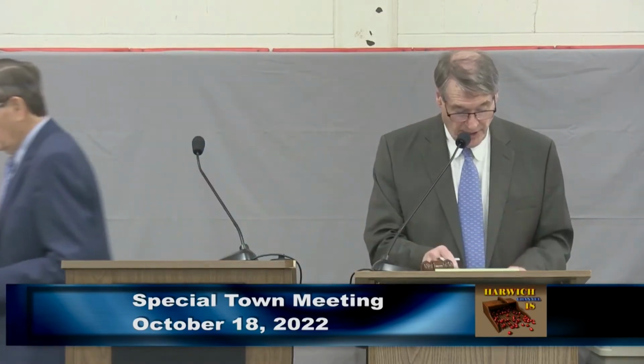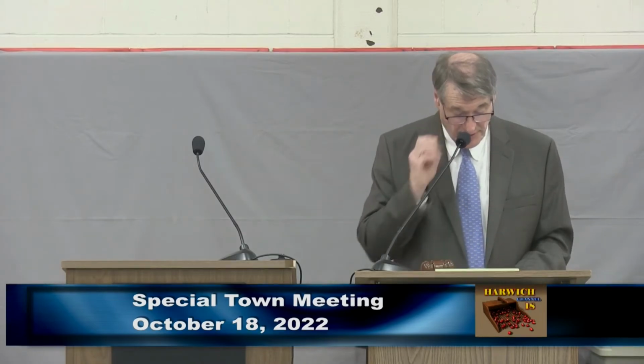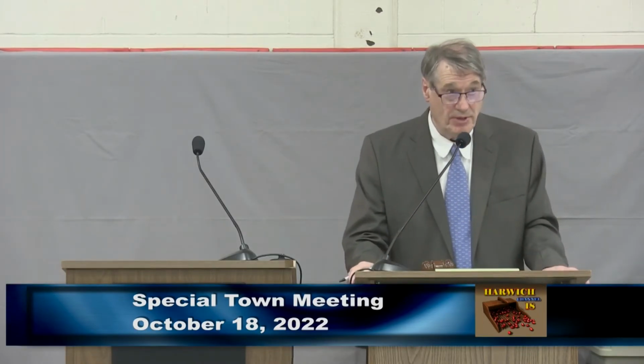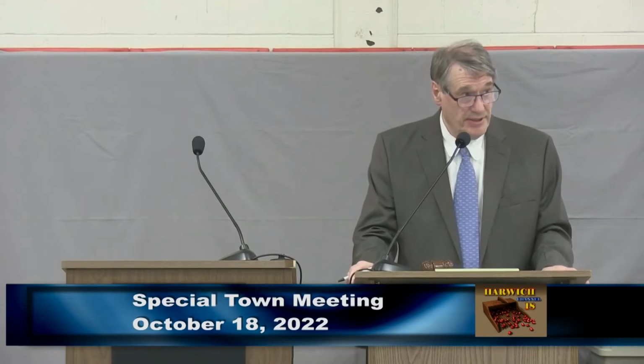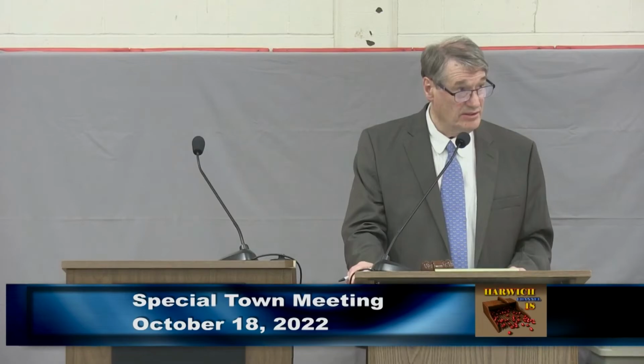Motion under Article 5 is to accept and adopt. The sum is $22,916.72, and it's proposed to be raised and appropriated. Is there any debate? Mrs. Foster. Yes. Thank you. I just wanted clarification on what these funds are for and for whom.